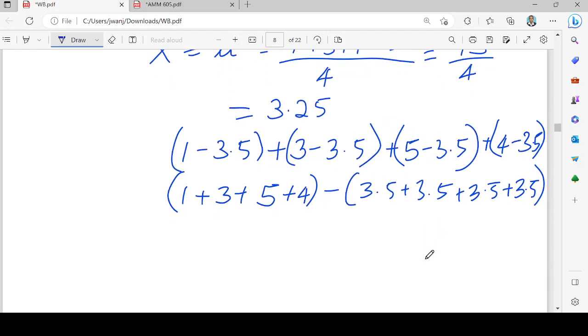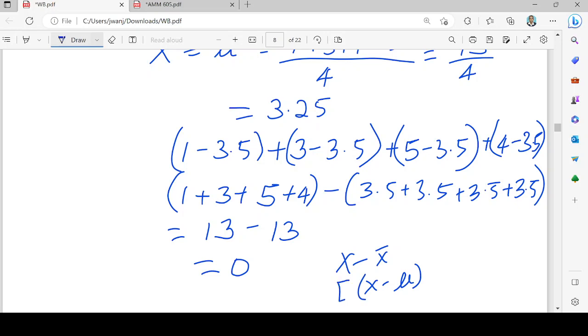Now, notice that the first bracket gives 13, and the second bracket, 3.25 times 4, is also 13, so that the result is 0. 0 divided by 4, as we are getting the expected value, is 0. So whenever we write x minus x bar, or x minus mu in this case, and we try to find the expected value of this, we'll get the result as 0.